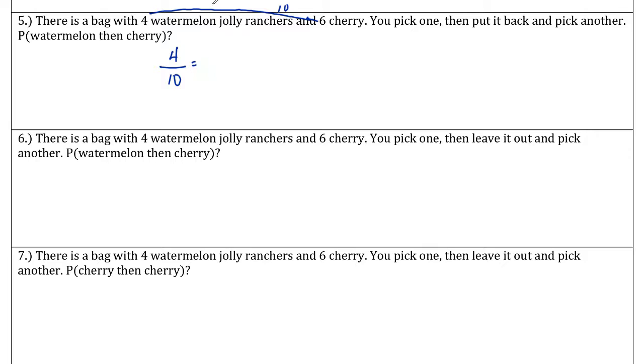Well, I'll reduce it later. I don't have to reduce it now. And then I put it back, so now there's 10 again. And this time it's a cherry, so there's 6. So this is the probability of a watermelon. And this is the probability of getting a cherry. So a probability of watermelon and then a cherry is 24 out of 100.